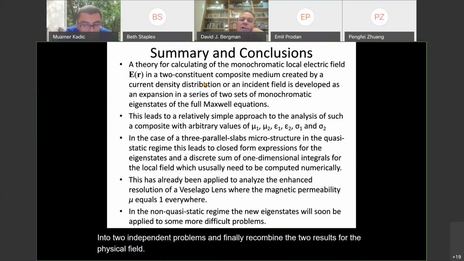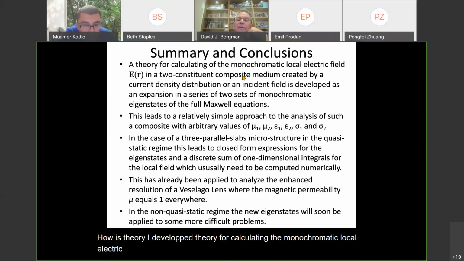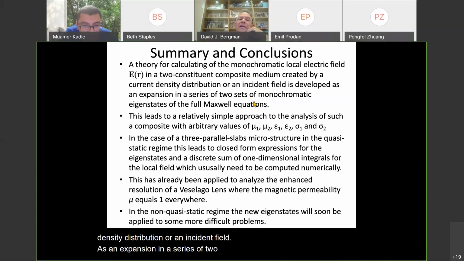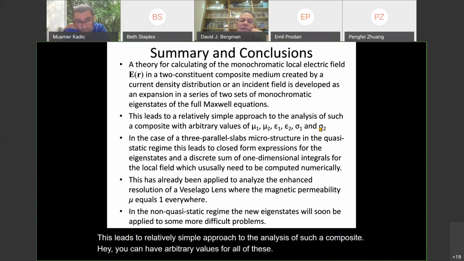Well, summary and some conclusions. I showed you how I developed a theory for calculating the monochromatic local electric field in a two-constituent composite medium created by a current density distribution or an incident field as an expansion in a series of two sets of monochromatic eigenstates of the full Maxwell equations. This leads to a relatively simple approach to the analysis of such a composite, where you can have arbitrary values for all of these physical parameters.